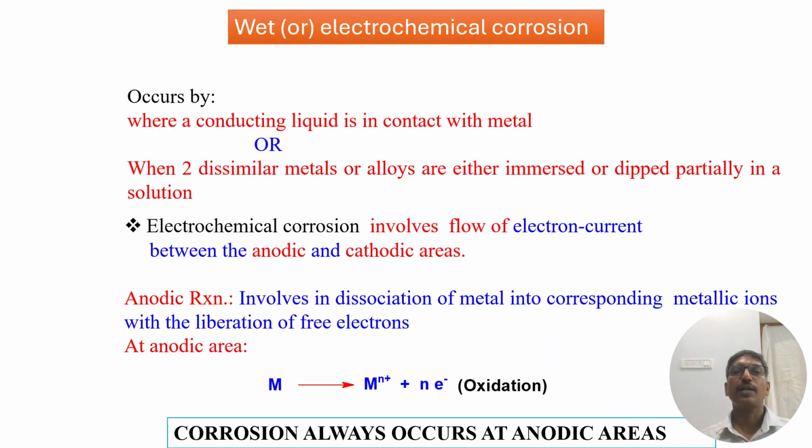When it comes to wet or electrochemical corrosion, it operates just like a galvanic cell. Two dissimilar metals or two regions of the same metal act as anode and cathode, with the electrolyte serving as the conducting medium. The anodic region undergoes oxidation and corrodes, while the cathodic region undergoes reduction and remains protected. Electrons flow from anode to cathode, and the metal is gradually consumed.